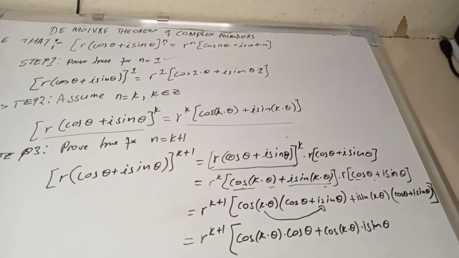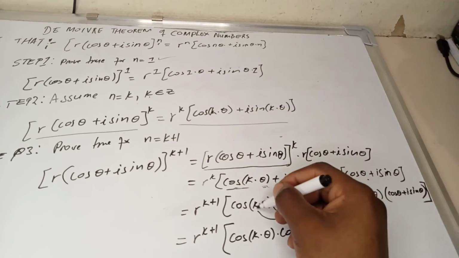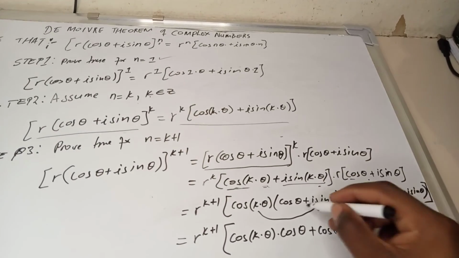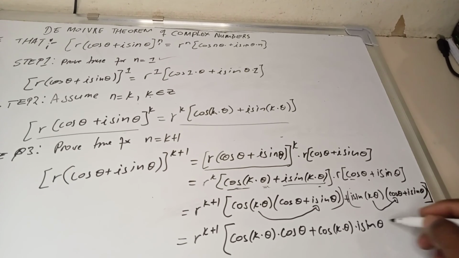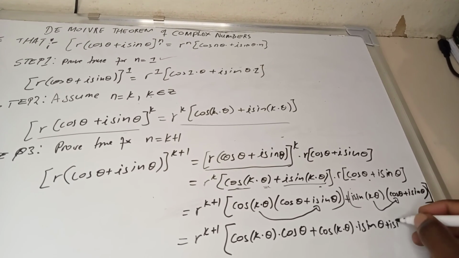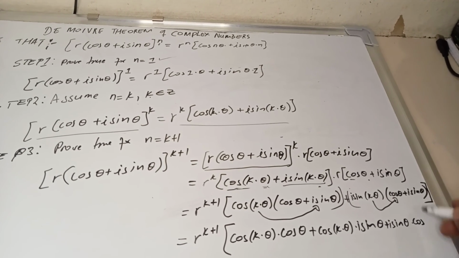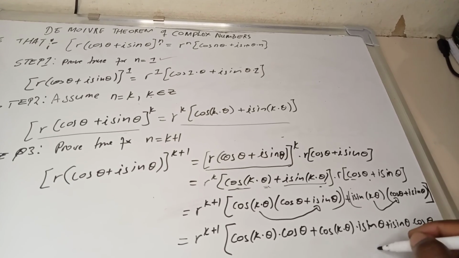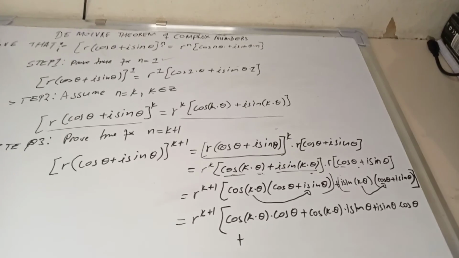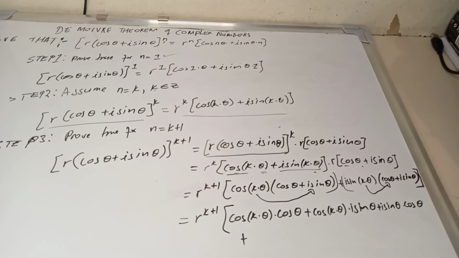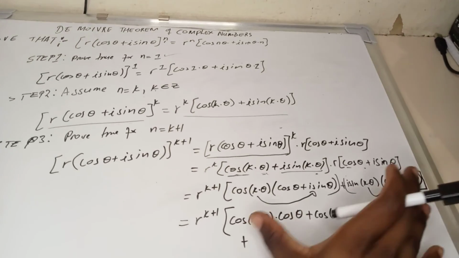I hope people are still following. I'm just doing the FOIL, just distributing these. Now I'm done with this part. Let's focus on this part now. So this times this is going to be plus i sin theta cos theta plus. Let me just add this here. Or no, let me just create some room. I'll start from this step.